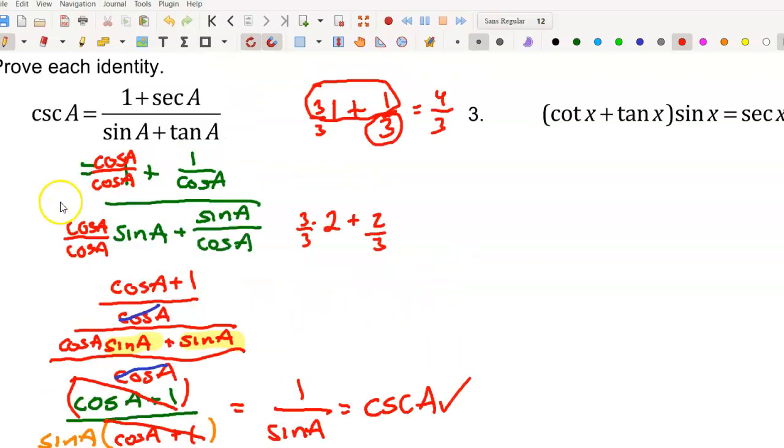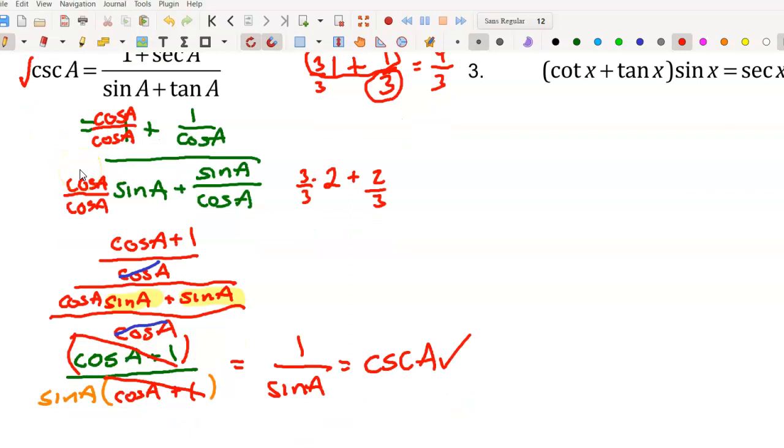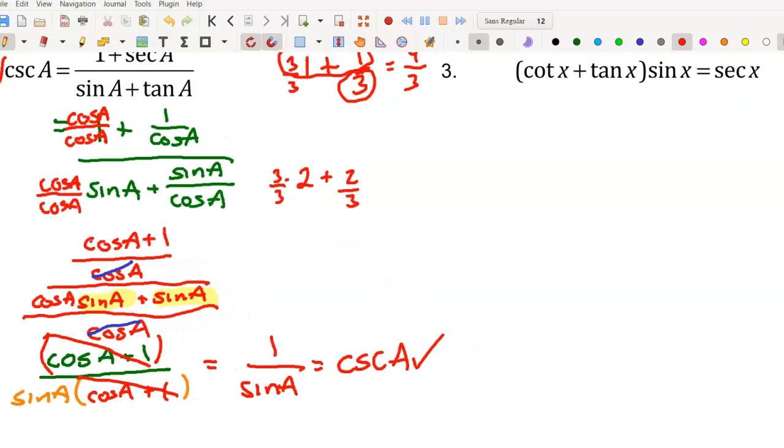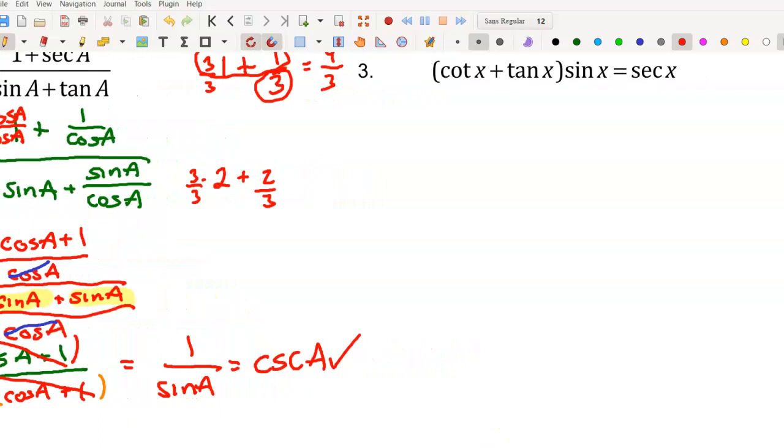So we worked on one side until it all simplified to the other side, all with basic fraction rules. You just have to be neat. You have to write your work and practice, of course. And these do get easier. Secondly, let's do one more like this.